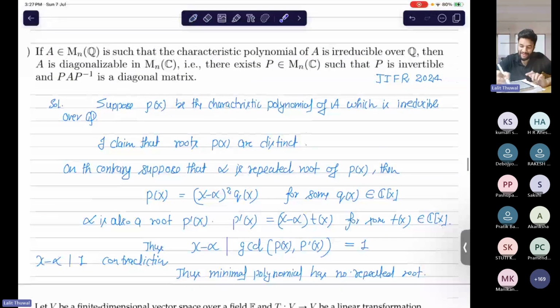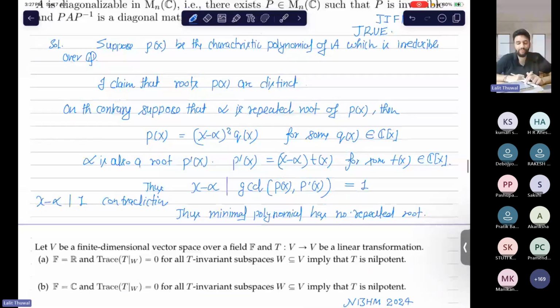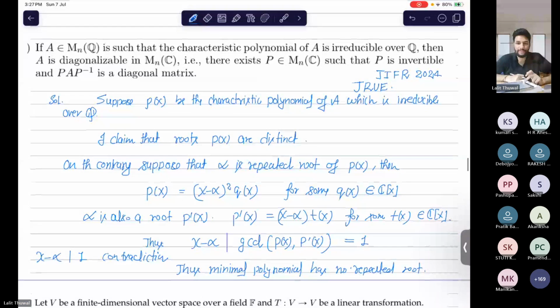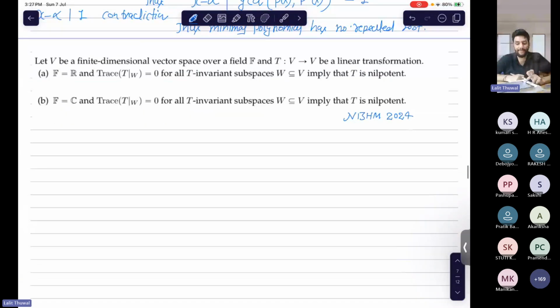Okay, and if it was asked whether it is diagonalizable over Q, then this is not going to be true. If it was asked over Q, then this is true. If you have any questions, then please do ask. The next problem is from NBHM 2024 on invariant subspaces. Okay, so any questions? No question?